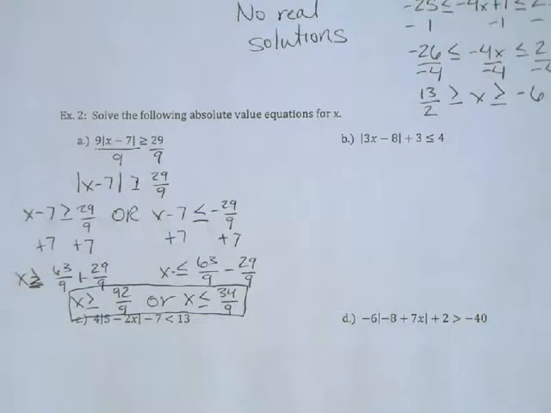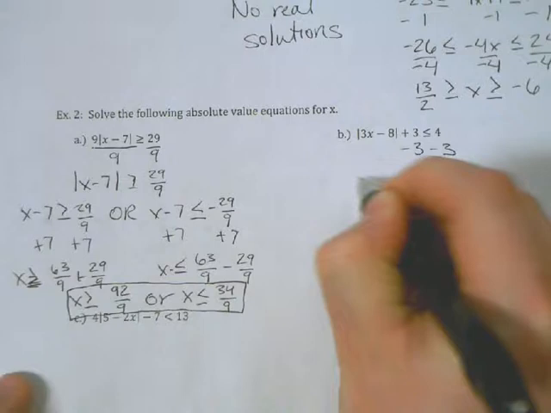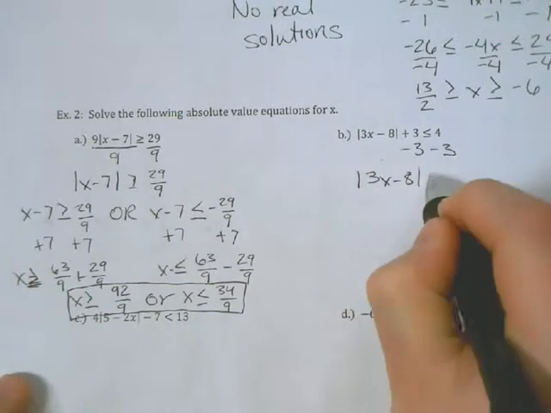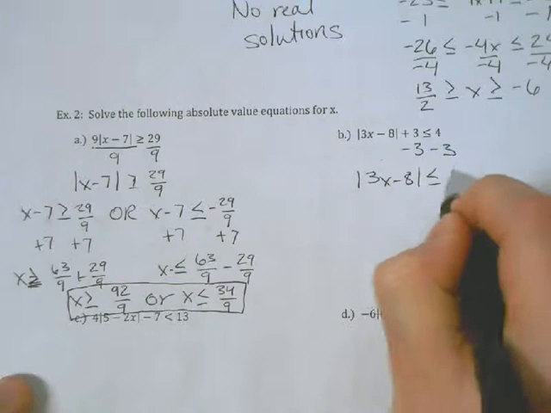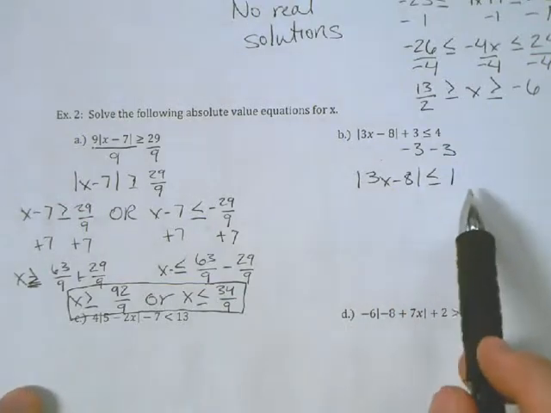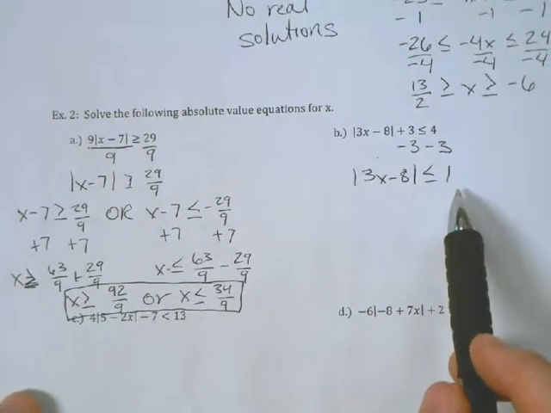So let's talk about b real fast. So first I need to subtract 3, right? Yeah. So I'm left with absolute value of 3x minus 8 is less than or equal to 1. So this is a less than or equal to. So what should we treat this as, and or or? It's less than, so and.